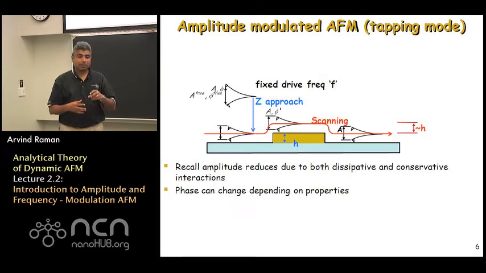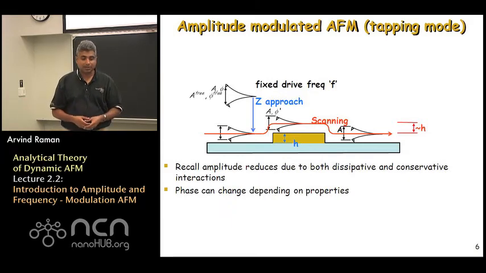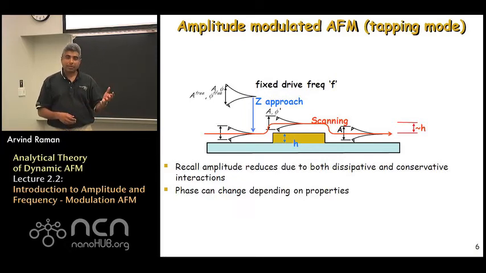Now, when one looks over an object that one is scanning, like I've shown in the middle here, let's say this object has slightly different properties compared to the rest of the sample. Perhaps it's stickier, perhaps it's softer or squishier. What would happen is the amplitude remains constant, but the phase might change from different parts of the sample.